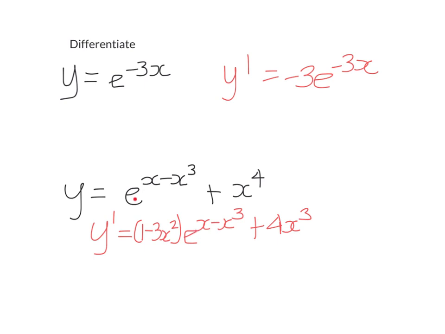So all you do is you leave the e and the power alone, and out the front, you multiply by the derivative of the power. How easy is that?